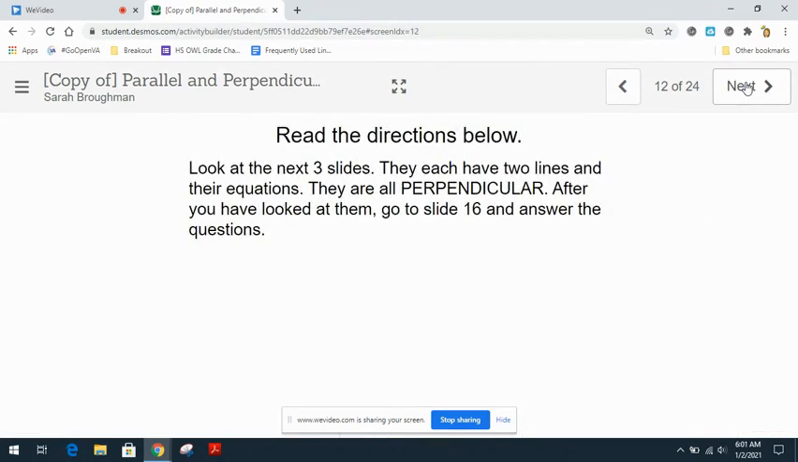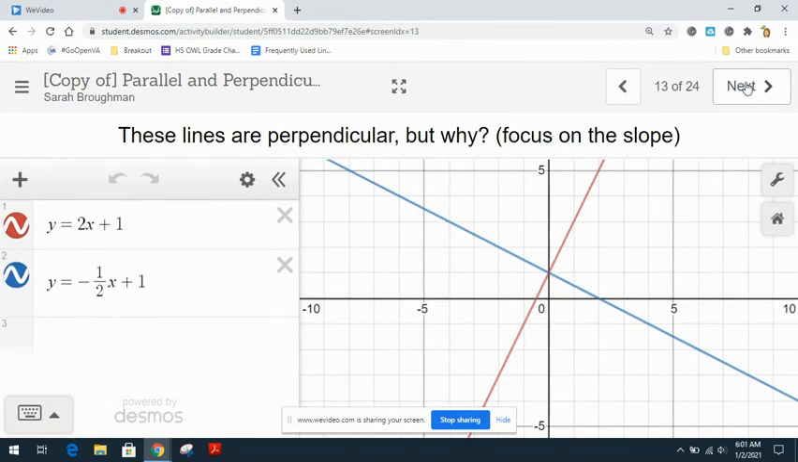So now we're going to talk about perpendicular lines. So we have two perpendicular lines, and we want to figure out, okay, what's the same and what's different. Perpendicular lines means they cross, and they have a 90-degree angle where they cross. So we have y equals 2x plus 1, and then y equals negative 1/2 x plus 1. Here the y-intercepts are the same, but the slopes are different.